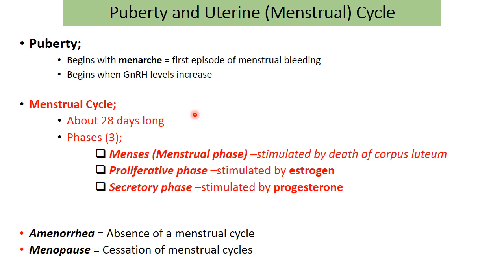The 2 definitions you should know are amenorrhea and menopause. Amenorrhea refers to the absence of a menstrual cycle, and menopause refers to that period in a woman's life when the menstrual cycle stops, and usually occurs in the late 40s, early to mid 50s age range.